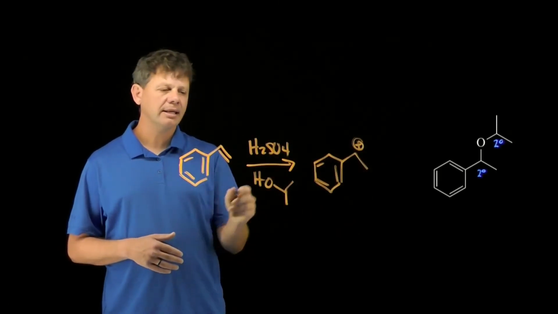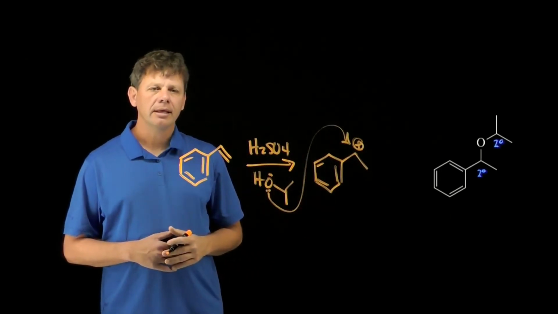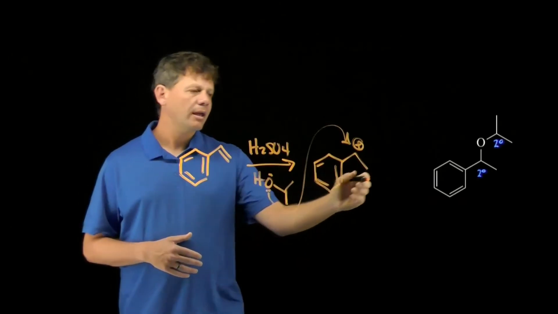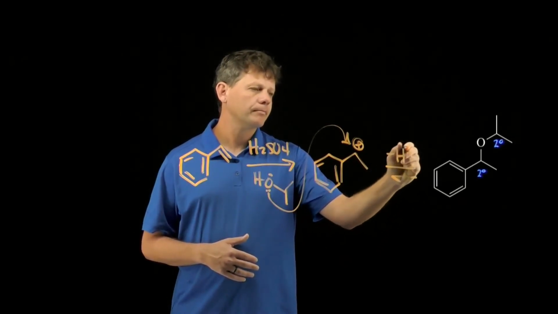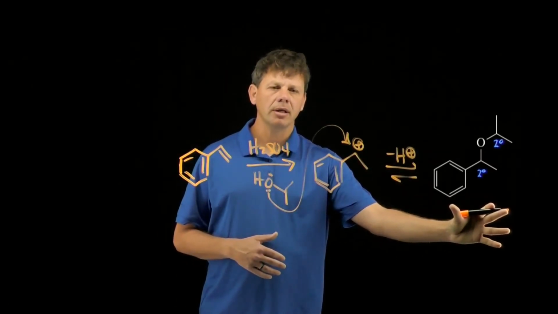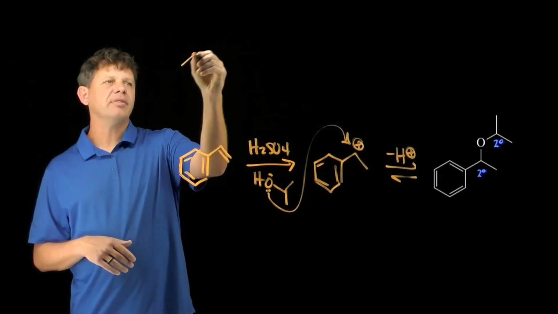That carbocation can now be attacked. This will be the only mechanistic arrow I show. It can now be attacked by this alcohol after we lose a proton. We now have this product. How could we flip it? Well, basically we can do the same thing.